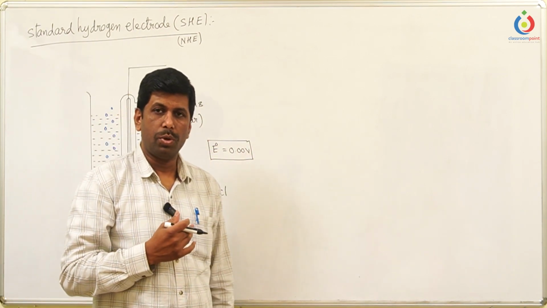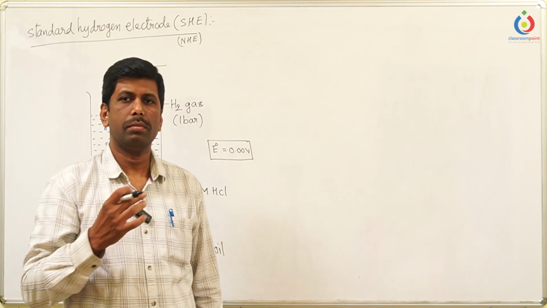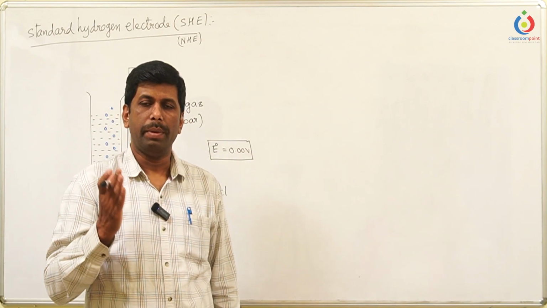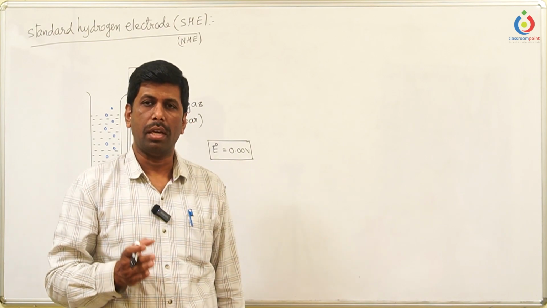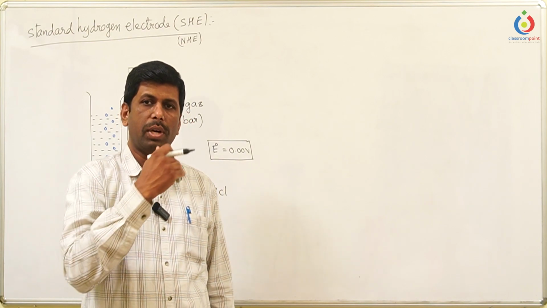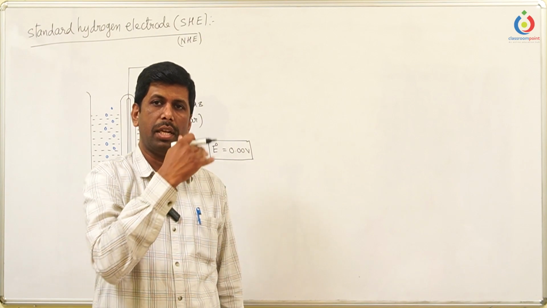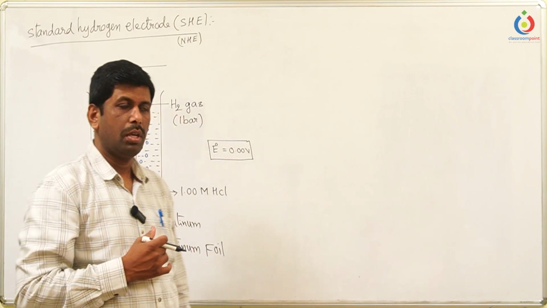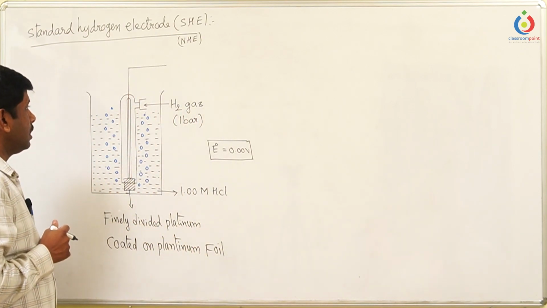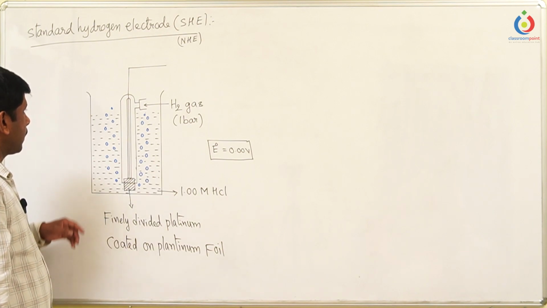That means we don't know the exact value of this one, but it's a fixed one, so that based on this, we can calculate the other electrode potentials. Whatever the cell value is, that is their electrode potential. We shall see all those. So let us see the description of the standard hydrogen electrode.